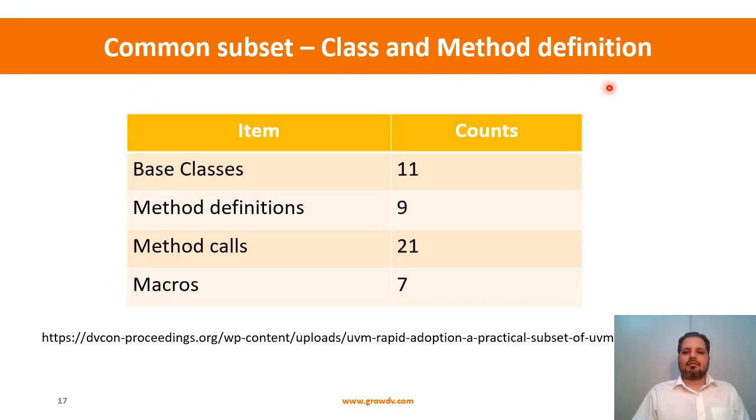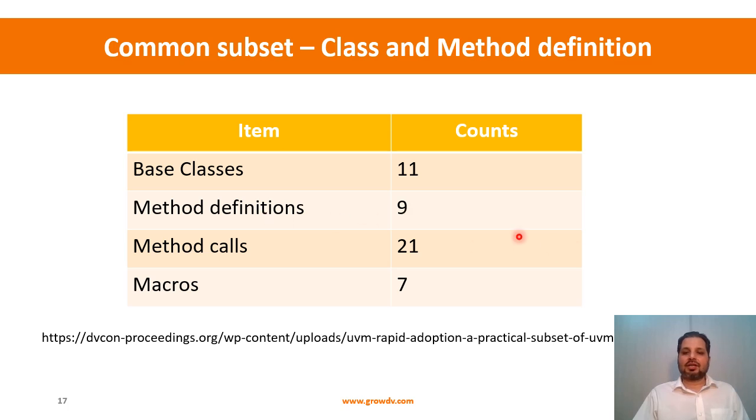These numbers that I have derived are based on this paper. We are going to study slightly broader than what we are showing over here, but what you need to keep in mind is that these are the core things you need to pay attention to and build some depth in, because these are the common base classes, about 11, that are used in almost any UVM based project. Then there are common methods, about 9 methods that you absolutely need to know well, and you should be able to answer if there are any questions.